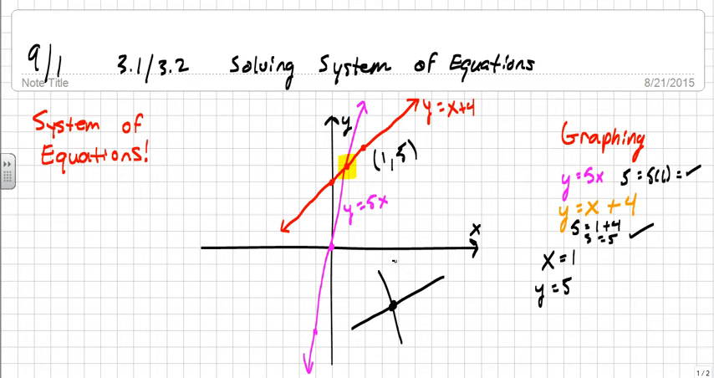Graphing shows you what it looks like when those two lines intersect. And that is the one point that satisfies both lines, and that is only one point right there. But we can always find a solution when we solve algebraically. So let's look at some ways to solve these algebraically.